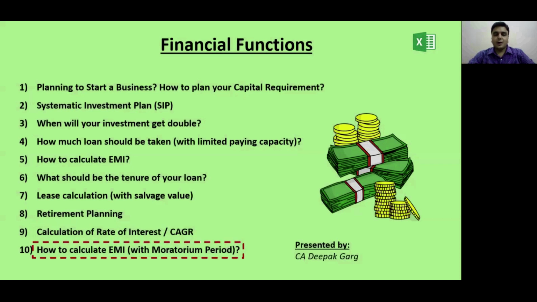The last topic is around how to calculate EMI with moratorium period. And the word moratorium has been in trend in the last few days due to the COVID-19 situation, wherein the RBI has allowed all the borrowers to avail a moratorium period of up to 6 months, wherein they are not supposed to make any EMI payments, but interest will be levied on their outstanding balance.